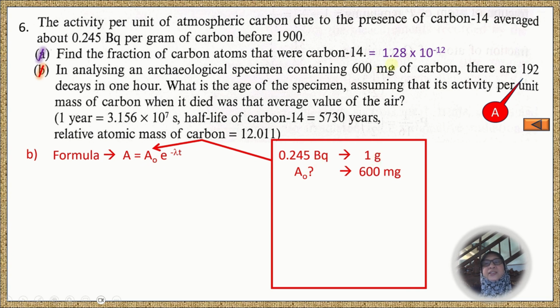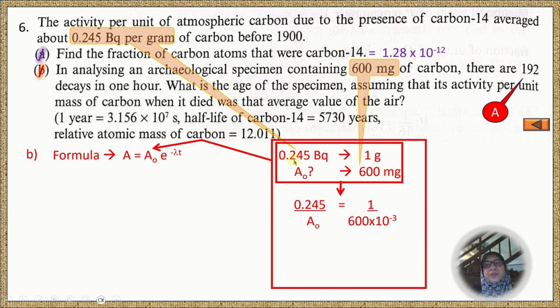So for the 600 milligram carbon, what is the activity? We use the ratio: 0.245 over A naught equals 1 over 600, converting to grams, because it must be in the same unit. So we get A naught 0.147 per second. This is per second because becquerel is per second, the SI unit. So we substitute into here.